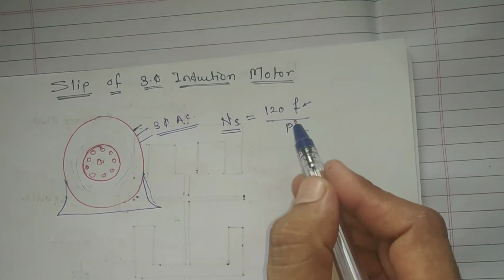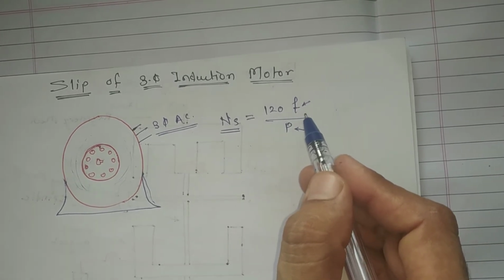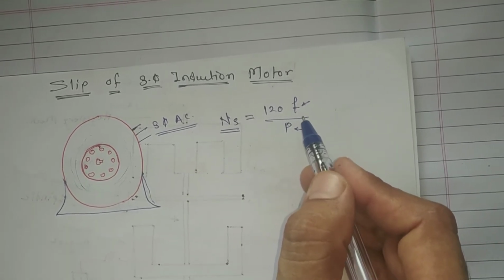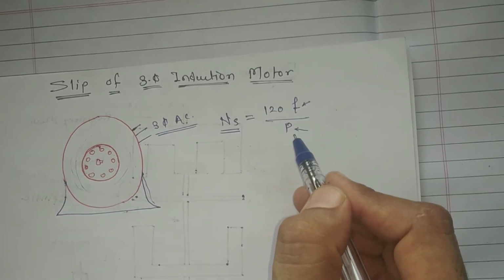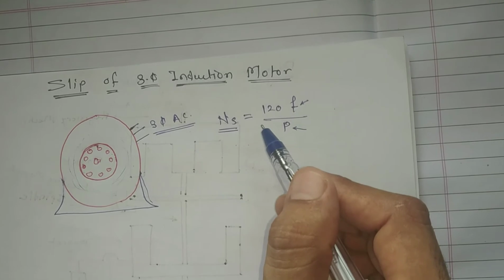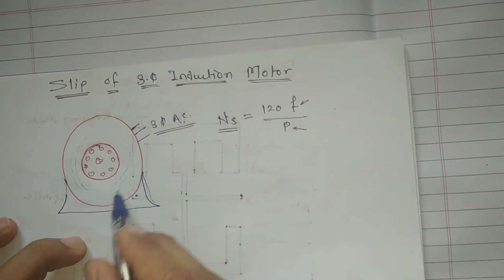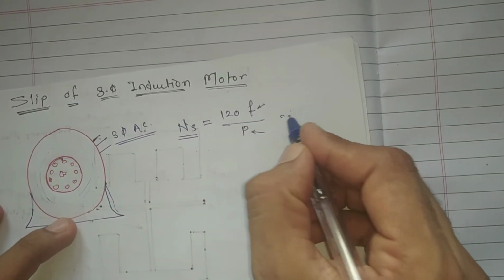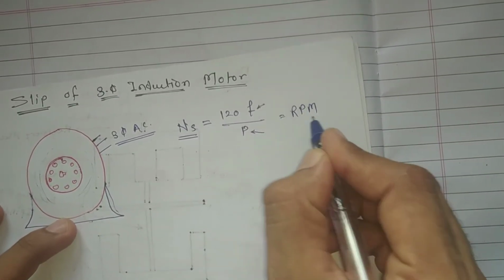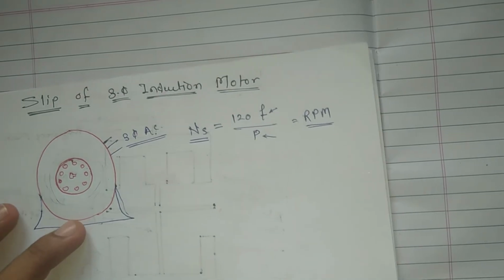Now F, you already know. In India, everywhere the frequency is 50 Hz. You just have to check the number of poles, then you can calculate the synchronous speed, meaning the rotating magnetic field speed. Now it is rotating, so it is always in RPM, revolution per minute.